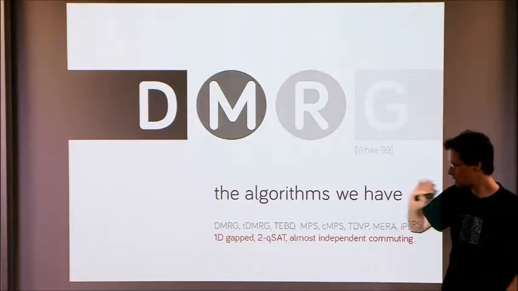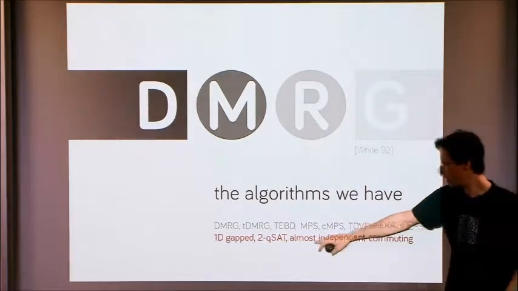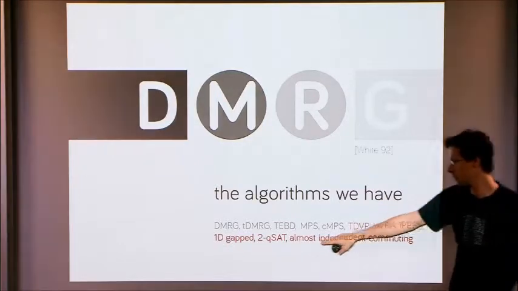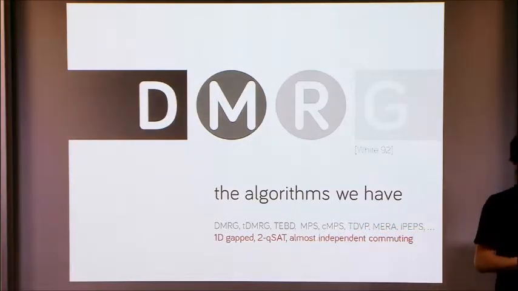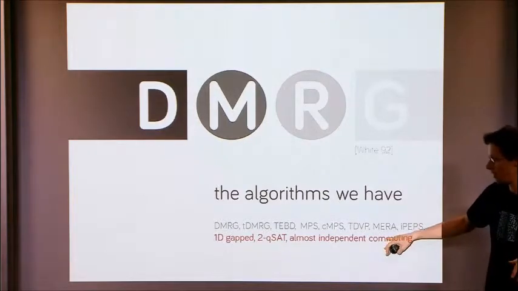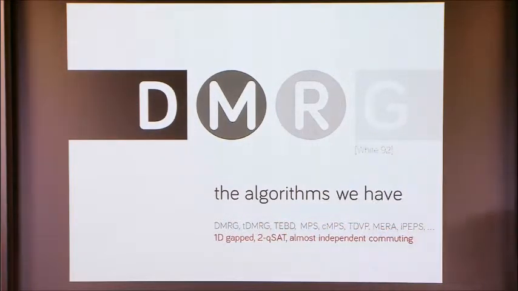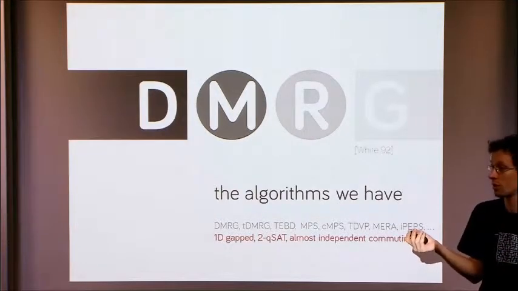Higher as well. Okay, so just 1D and gapped. We have an algorithm for quantum 2-SAT, and a quantum algorithm for an almost independent commuting case, so that a particle is not involved in too many terms. But that's all. These are provable. And then we've got lots of heuristics. I'm just going to explain what they do, because this is what we really do in practice.